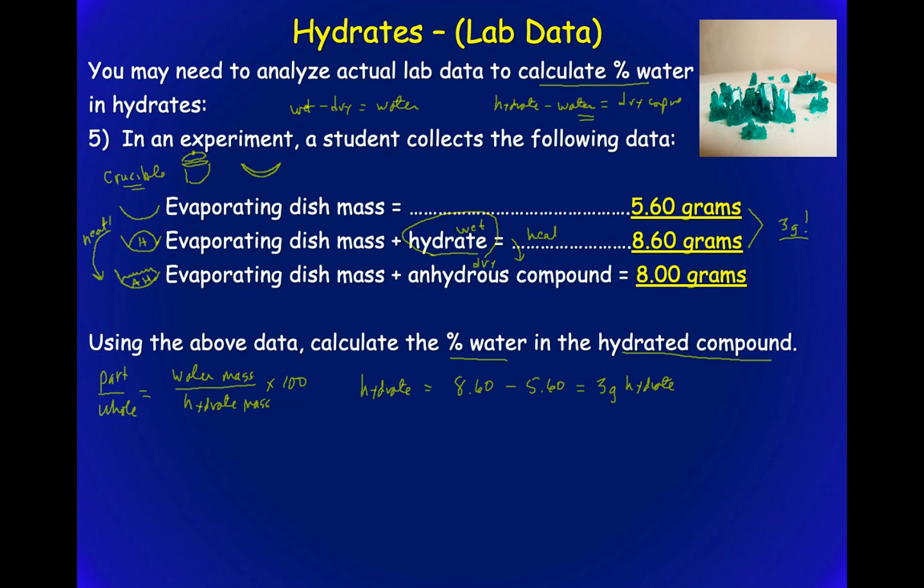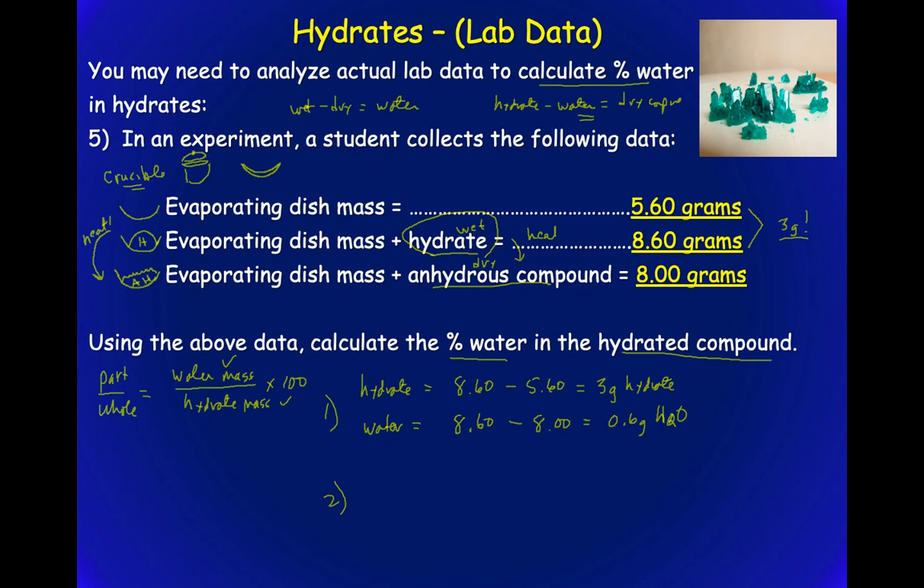Now we've got to find the water. And there's a couple of different ways to do this. The easiest way to do it is if you subtract the dry compound and the dish from the wet compound with the dish, you subtract the dish out of there, and the difference here is just water. So the water is going to equal 8.6 grams when it was wet minus the 8.0 when it was dry. And that would be 0.6 grams of H2O, which is exactly what we want for my formula. So this is the first step you need to do, is find your pieces.